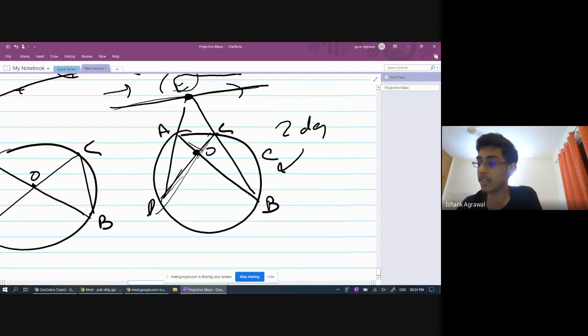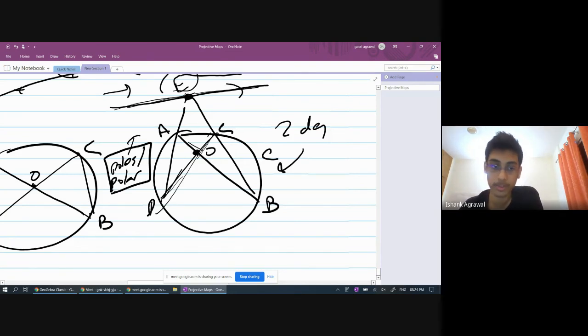Okay, so this is actually the definition of poles and polars. For those who know what poles and polars are, this is one of the definitions. It's a purely projective definition of pole and polar because it uses no concept of inversion, no concept of perpendicular.